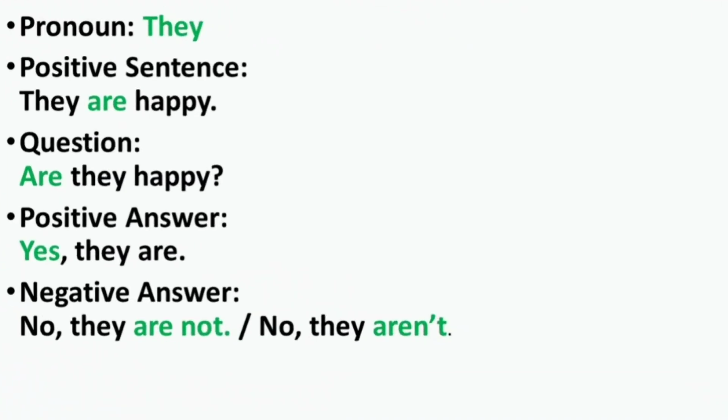Number seven, they. Positive sentence. They are happy. Question. Are they happy? Positive answer. Yes, they are. Negative answer. No, they are not. Or you can say no, they aren't.